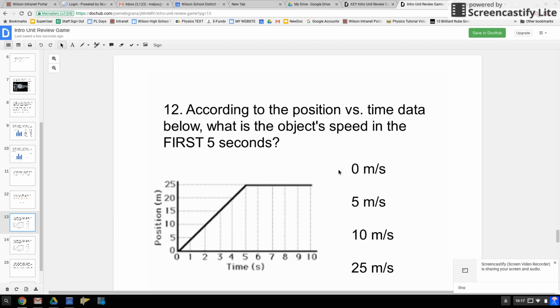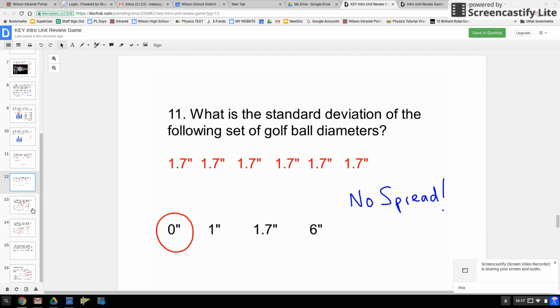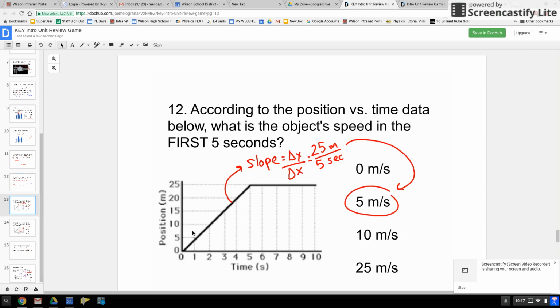A student gets this position versus time data for a certain object. All right, according to it, what would the object speed be in the first 5 seconds? Okay. Remember, we found this from the slope of the position versus time graph in our cart activity. We also saw it in the bubble activity that we did. Here we go, 25 meters in 5 seconds, rise over run, gives us a value of 5 meters per second.